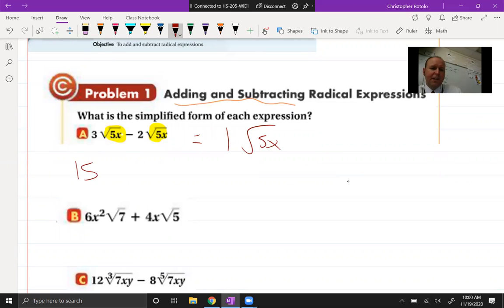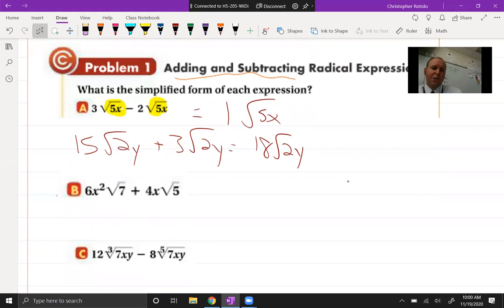So let's go with 15 square root of 2y plus 3 square root of 2y. Okay, so that adds up to 18 square root of 2y. So we can add things in like that as long as our square root is exactly the same thing. So that idea of like terms that you've been thinking about and building on each year as you work through different algebra classes is really making a peak here.